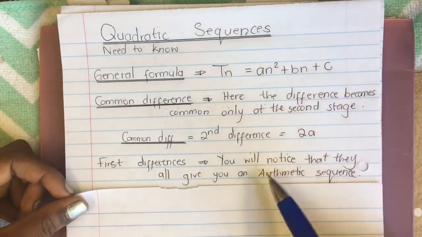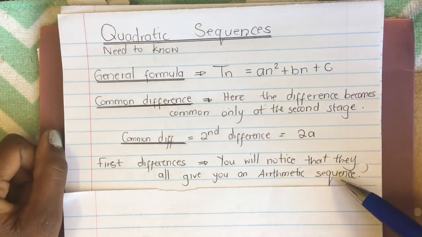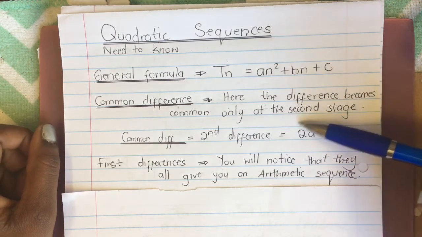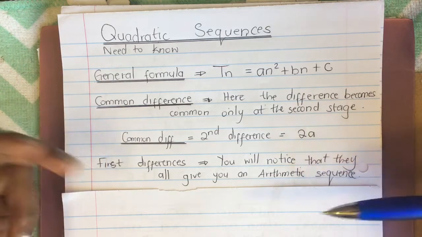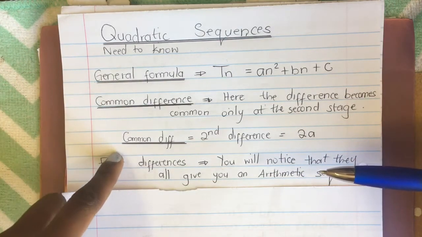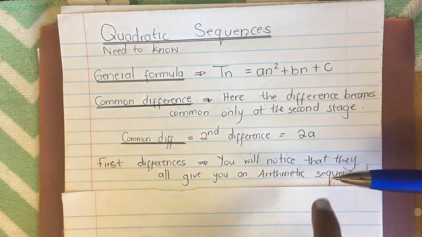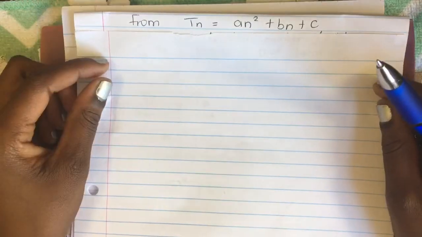The first difference, you will notice that they all give you an arithmetic sequence. Remember, an arithmetic sequence is the one that gives you a stable difference, a common one rather. So the first differences will give you a new sequence, which is different at each part, but they will all have a difference of 2a.